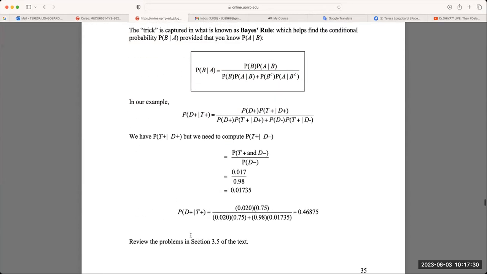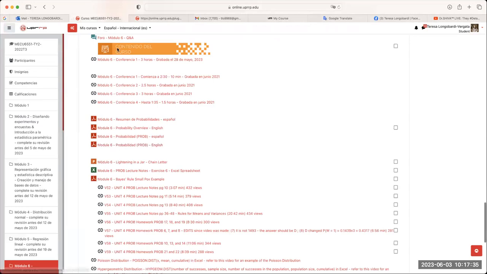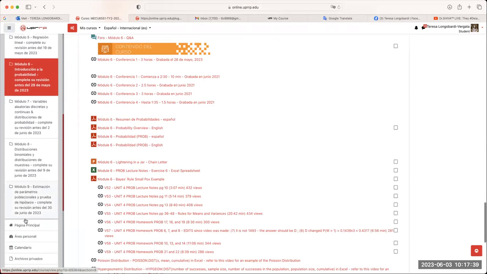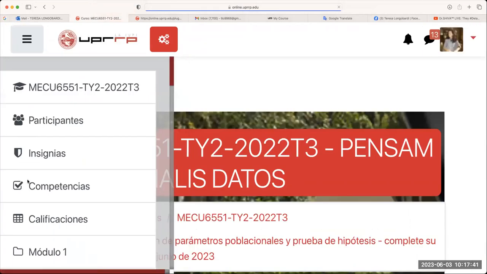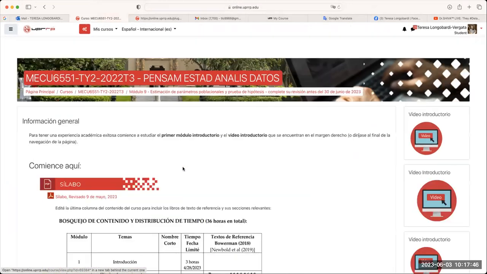So if there's no questions about Bayes' rule, it will not be on the final according to my exam distribution. Oops, sorry. I have people outside. I don't know if you hear them arguing.